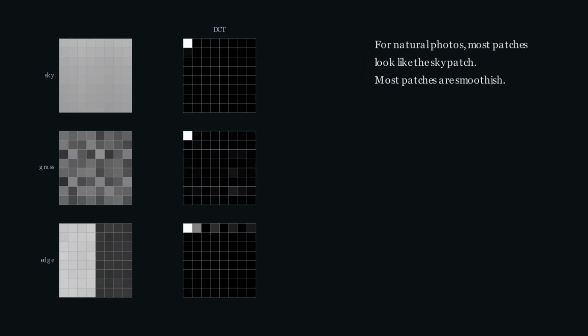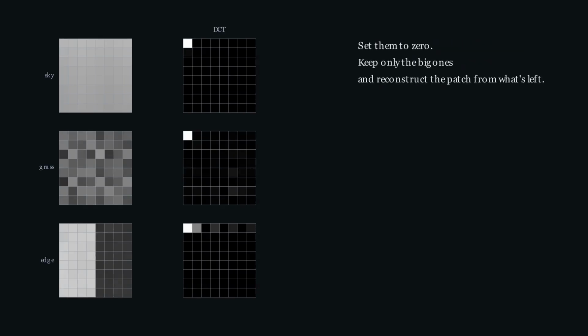But here's the thing that matters. For natural photos, most patches look like the sky patch. Most patches are smoothish, and even the textured ones tend to have more energy in the low frequencies than the high ones. Which means, and this is the move, we could just throw away the small coefficients. Set them to 0. Keep only the big ones, and reconstruct the patch from what's left.